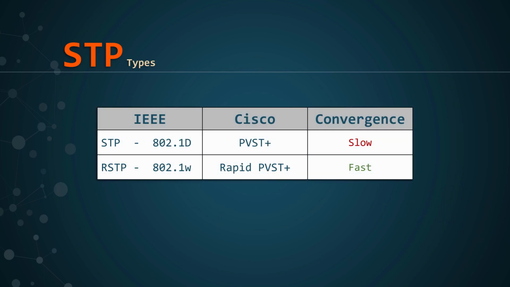In the 1990s, the IEEE standardized STP in the 802.1d standard. But later, as technology improved, we got an improved and faster version called Rapid Spanning Tree Protocol with the 802.1w standard. Most modern networks use Rapid Spanning Tree Protocol instead of Spanning Tree Protocol. Also, Cisco developed its own STP called PVST Plus and Rapid PVST Plus, which adds STP per VLAN.